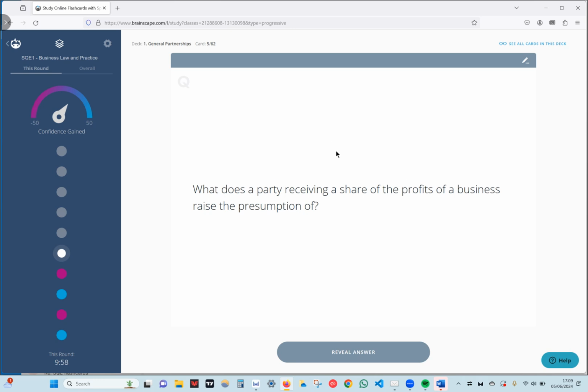So we'll do one more flashcard. What does a party receiving a share of the profits of a business raise the presumption of?